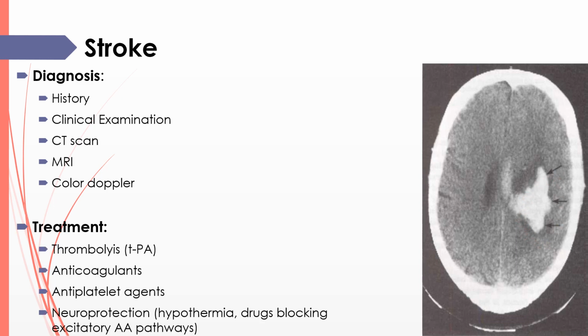Treatment differs depending on whether it is a hemorrhagic or an ischemic stroke. In case of ischemic stroke, they thrombolyse the thrombus and give anticoagulants and antiplatelets. In case of hemorrhagic stroke, they have to reduce the blood pressure and reduce the cerebral edema. So anti-edema measures are given. They use osmotic diuresis; they give mannitol and so on.